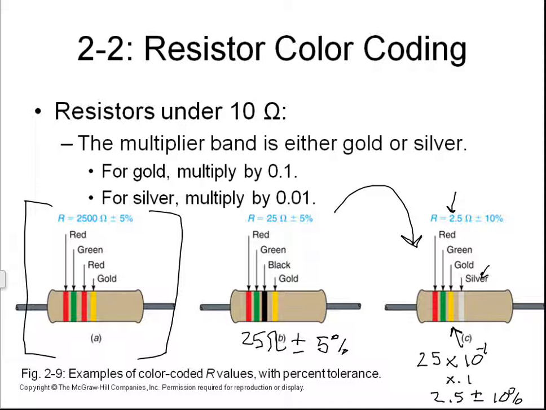So in the third position, if you get gold, it's 0.1. If you get silver, you multiply by 0.01. So you can end up with a value of less than 1, and there are times where you're using a very small resistor like that.